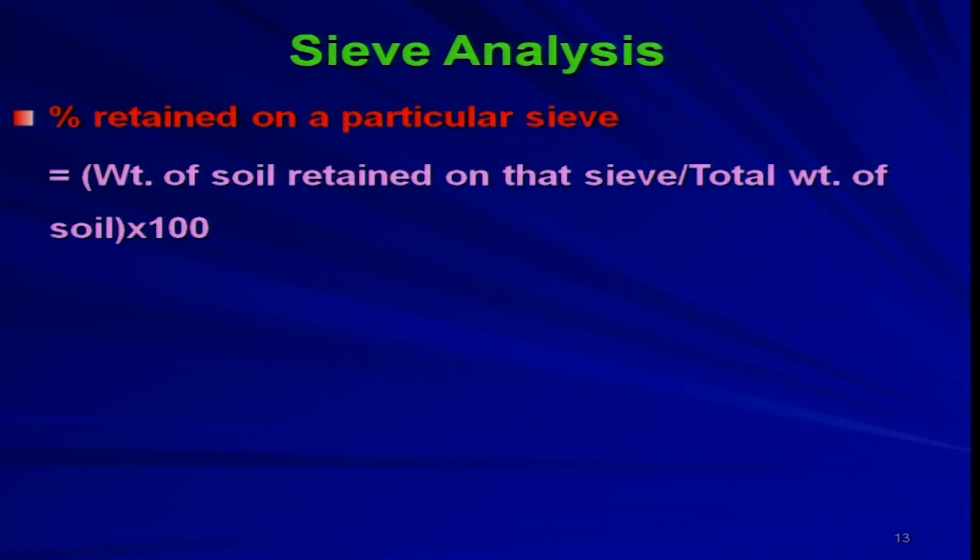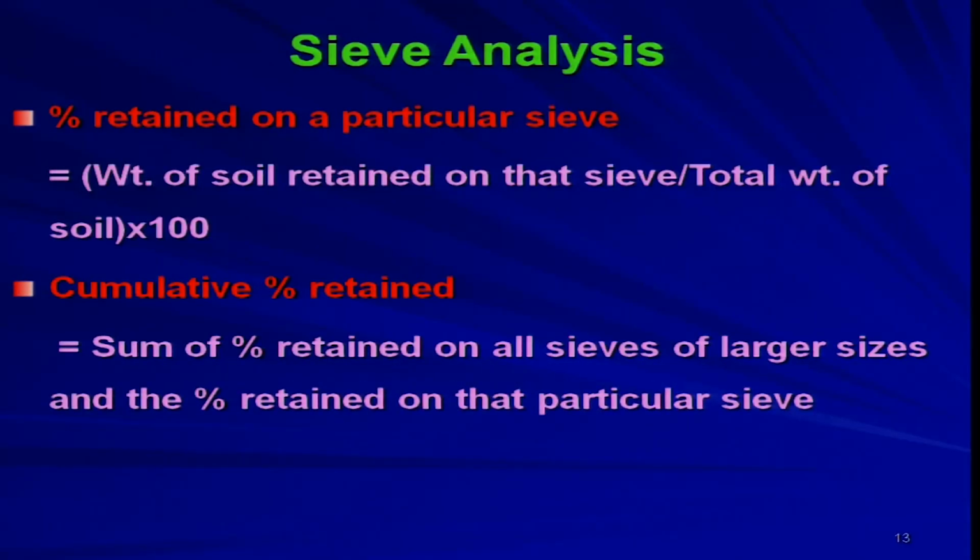So, first one is the percentage retained on a particular sieve. This is nothing but equal to the weight of soil retained on that particular sieve by the total weight of soil into 100. So, if you consider any particular sieve, whatever fraction of that sample would be retained on that particular sieve, and if you take the percentage with respect to the total weight of the sample taken, that is nothing but your percentage retained on a particular sieve.